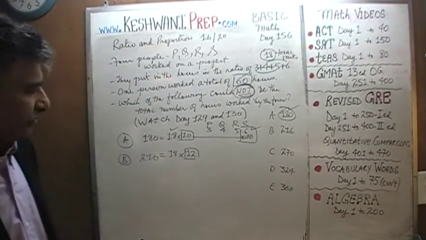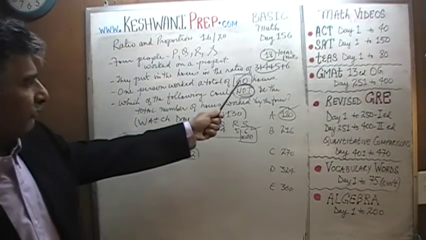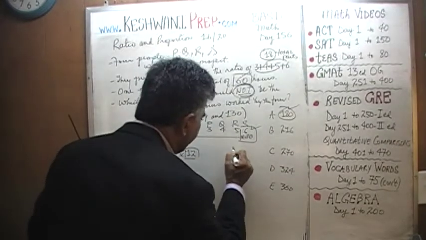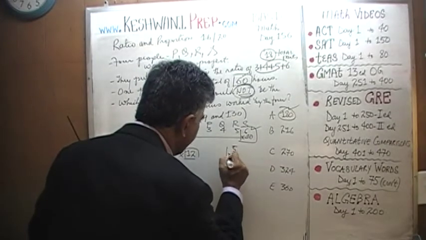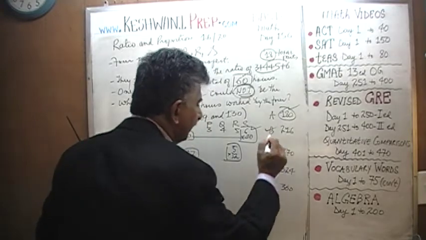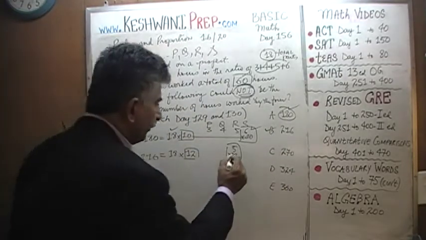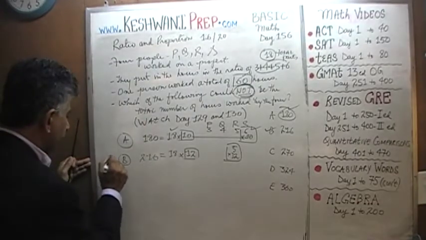Okay, I'm going to pick up a little bit of speed here. We know that one person works 60 hours. Well, that will be R, because R is 5 parts, and each part is worth 12 hours. So that is also possible. This is a scenario where R has worked 60 hours. Let's put it here.